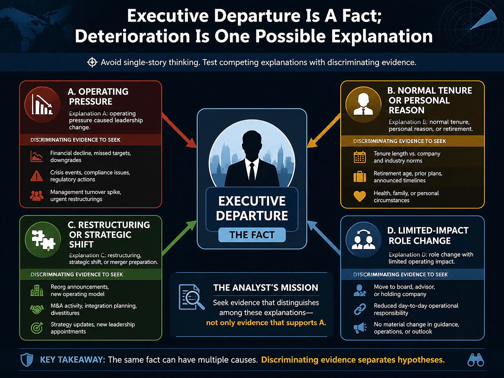Consecutive departures across a core team, customer loss, and cash pressure would strengthen the deterioration hypothesis. A named successor and orderly transition would strengthen other explanations. This prevents the search from becoming a confirmation exercise.